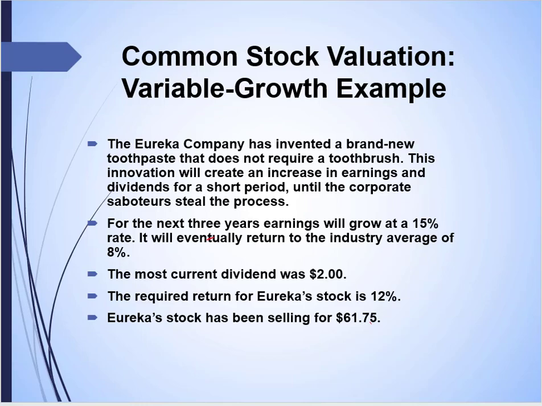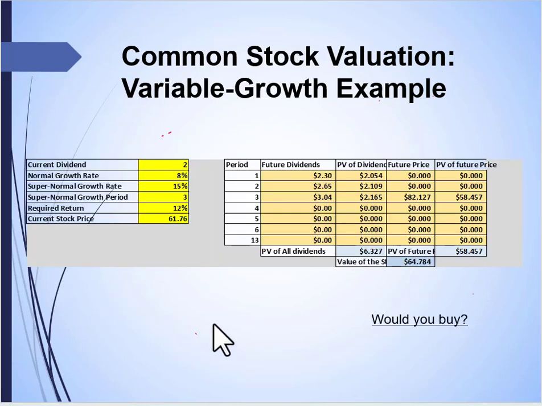So we have a worksheet that can help us with this. But essentially, the process is this. You need to find the future dividends during the super growth period. Here are the future growth periods. We need to know the current dividend, the normal growth rate, the supernormal growth rate, and how long that growth rate lasts. So here are the next 3 dividends, expected to grow from $2 at a 15% rate for 3 years. And then we need to calculate what we think the future price will be at the end of year 3.